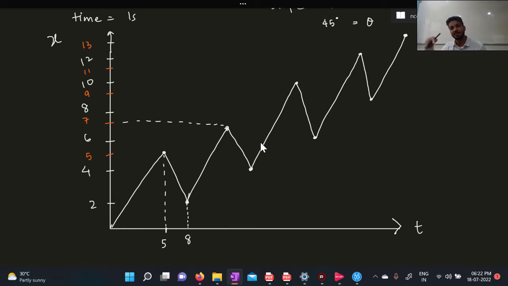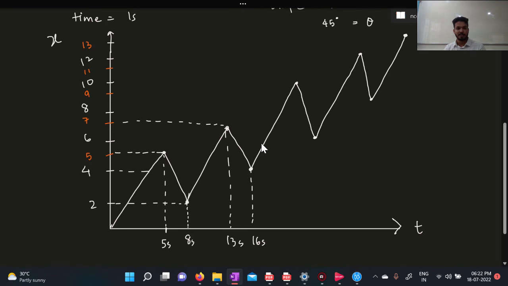Okay, time will keep on increasing whether you're coming back or going. So this will be 8 plus 5, which is 13 seconds, then again 13 plus 3, 16 seconds, and so on. So this is how the graph will look. You can give all designations to this, and this is how the graph should look. Any doubts regarding this, put it in the comments.